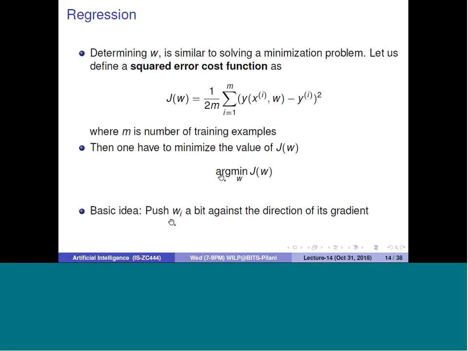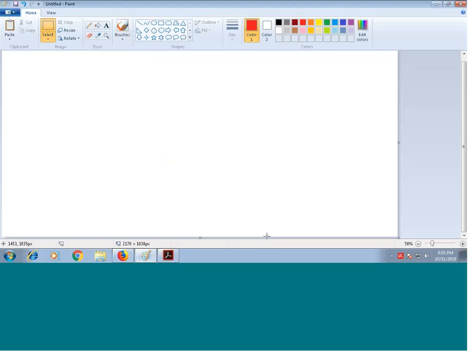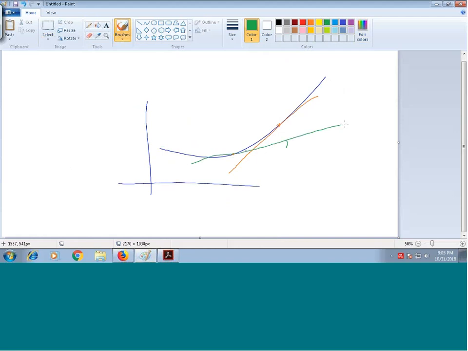The basic idea is to push the W's along its gradient. What is the gradient? Gradient means to see how things are changing. If you have a function and you want to find the gradient at a point, you draw a tangent there. This is the gradient, the tan theta of this particular angle. So can you tell me where the gradient is higher? At this point, the gradient is higher.